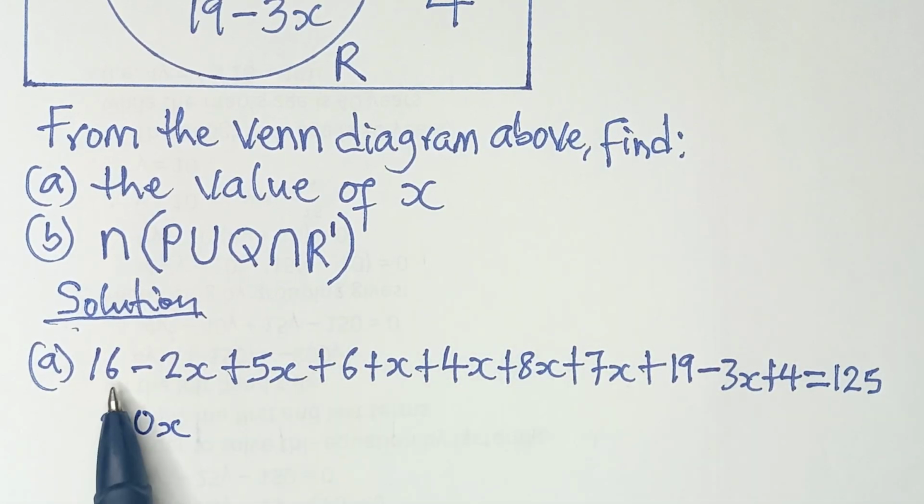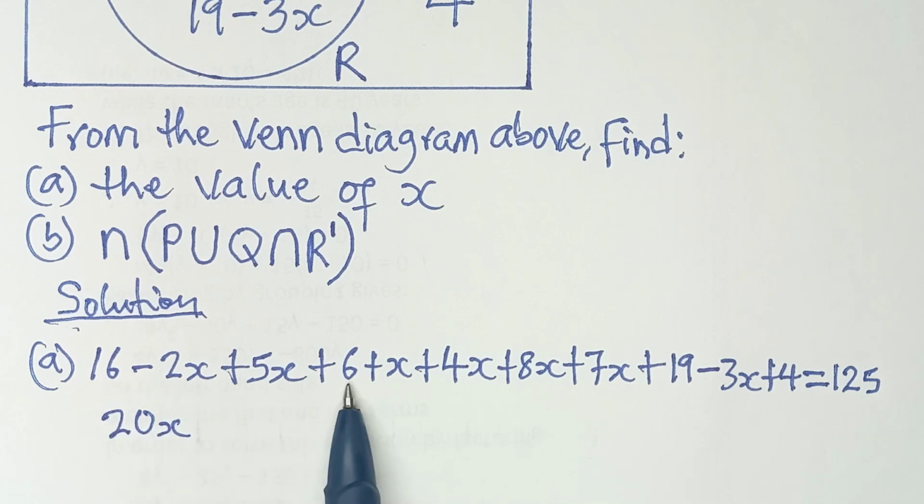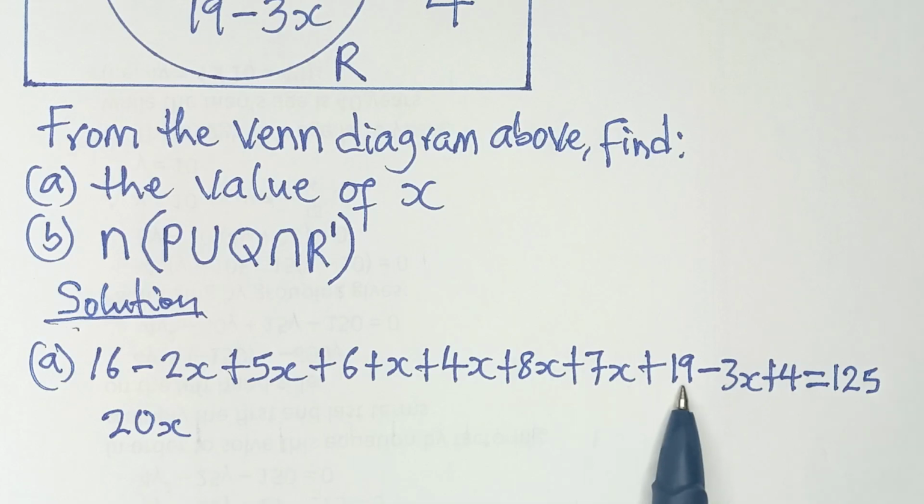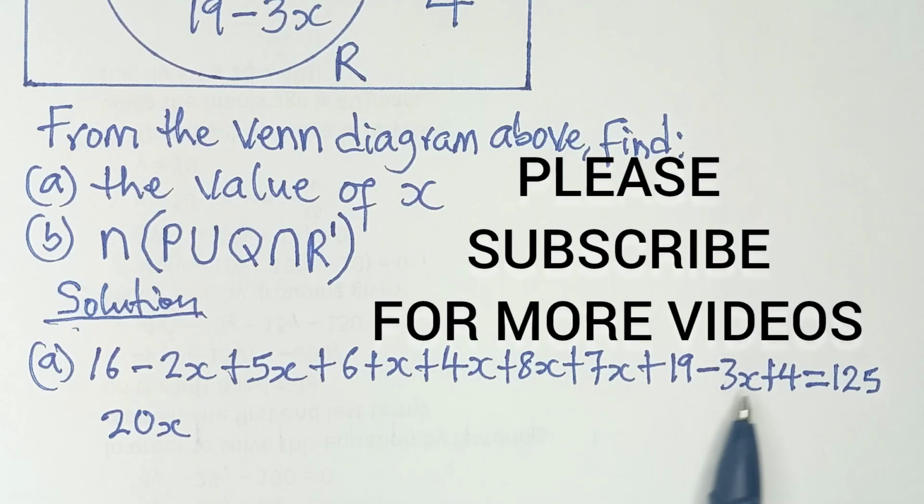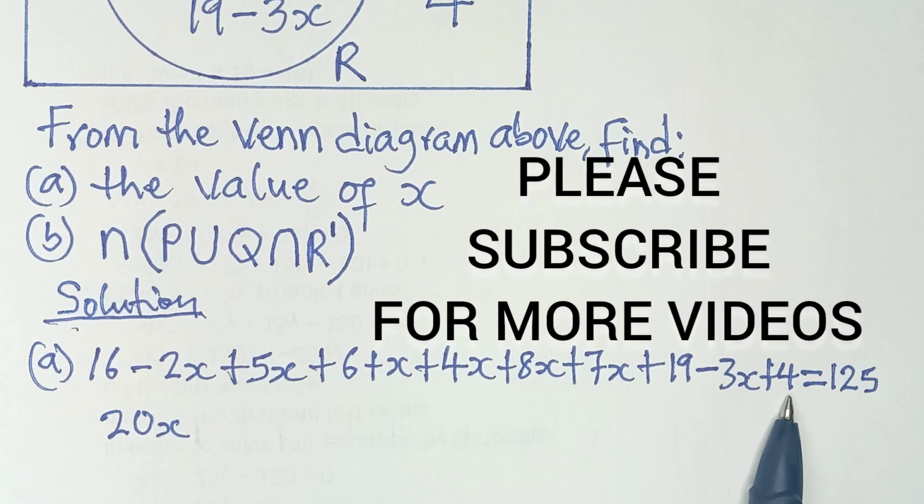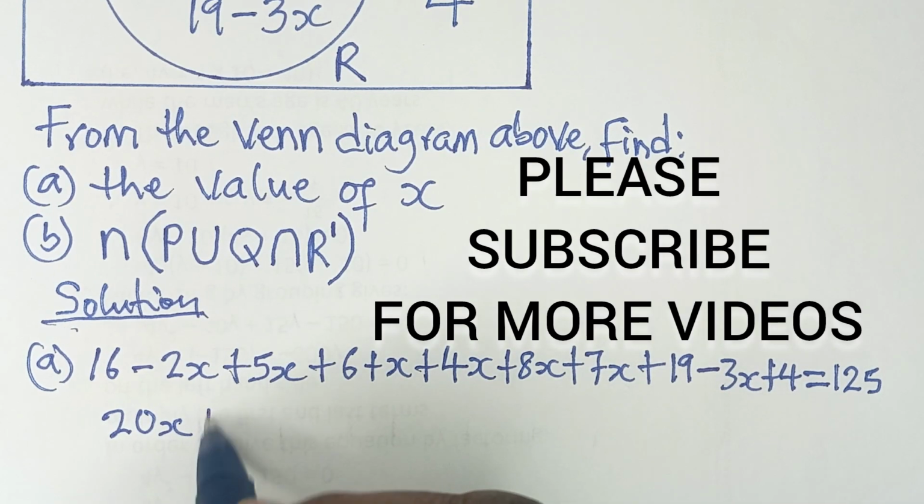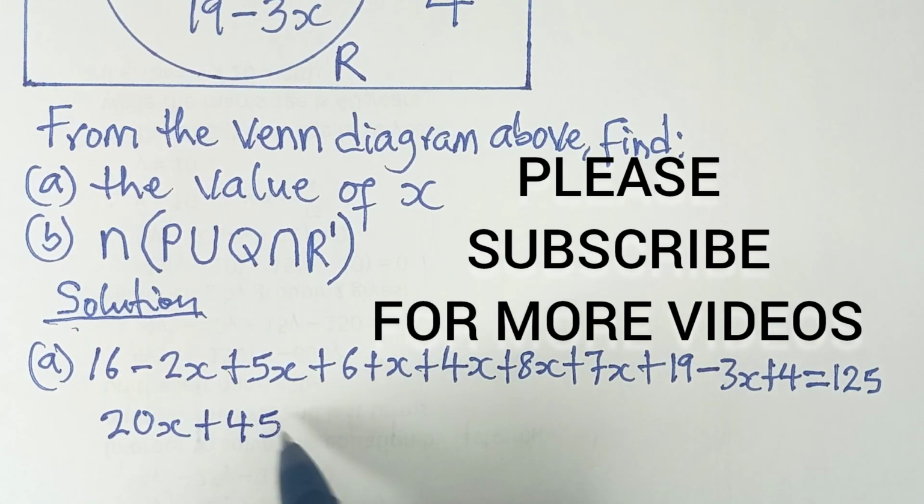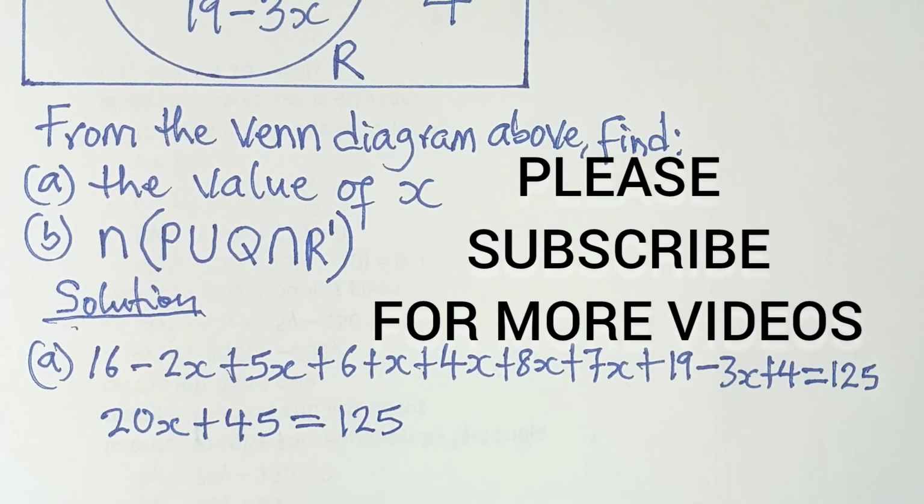And then let's go to the constant values now. 16 plus 6 will give me 22. And then 22 plus 19 will give me 41. Then 41 plus 4 will give me 45. So I'm going to say plus 45, and everything is equal to 125. So I'm going to collect like terms now.